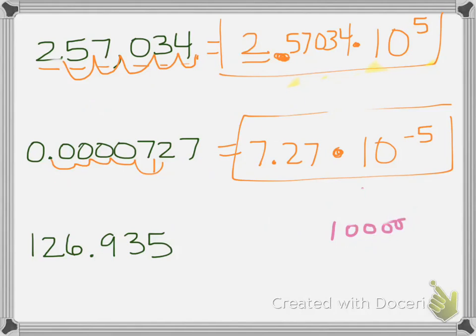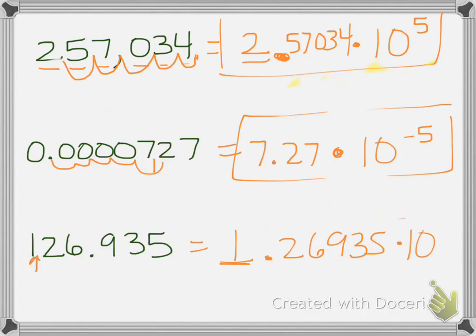Okay, now, last one. How do we do here? Okay, I need to make it a number that's less than 10. So I'm trying to figure out where I should move my decimal. Right now I know I need to put it right there, in between the 1 and the 2. So that's going to be my 1, 2, 6, 9, 3, 5 times 10 to the, I first have to think, is it going to be a positive or negative number? I'm kind of starting off with a bigger number than 10, so I know it's going to be positive. So let's see, 1, 2, move it over 2.